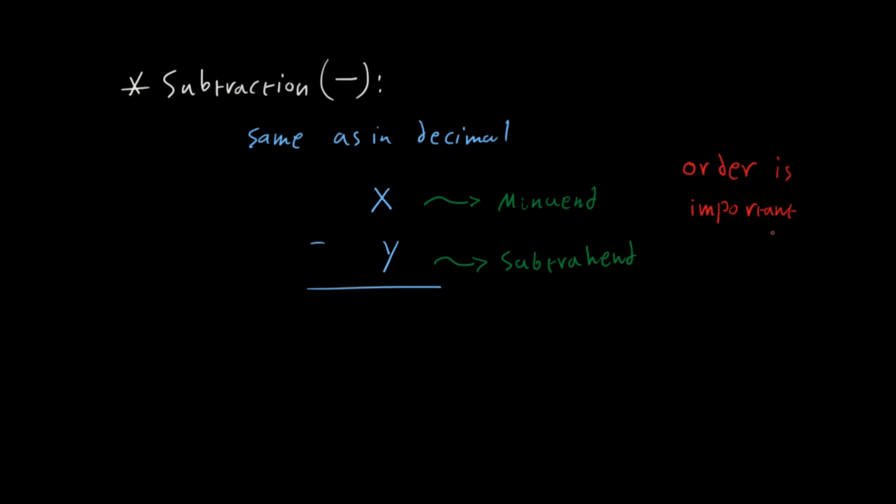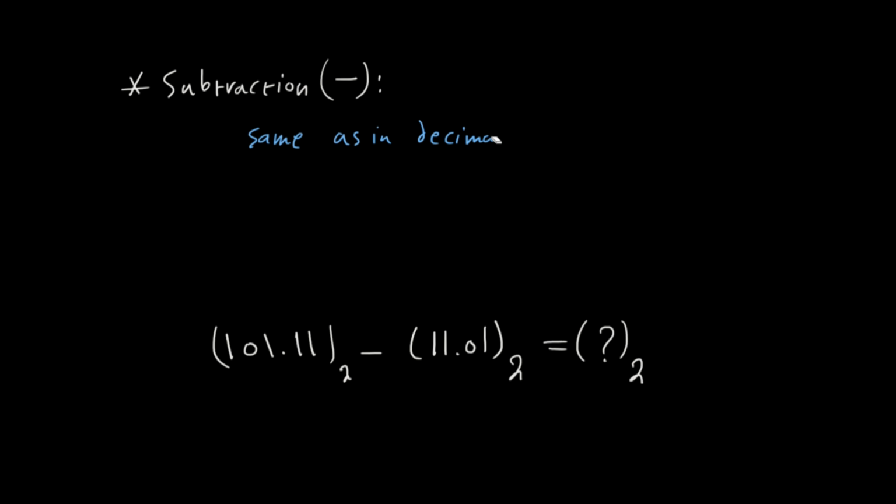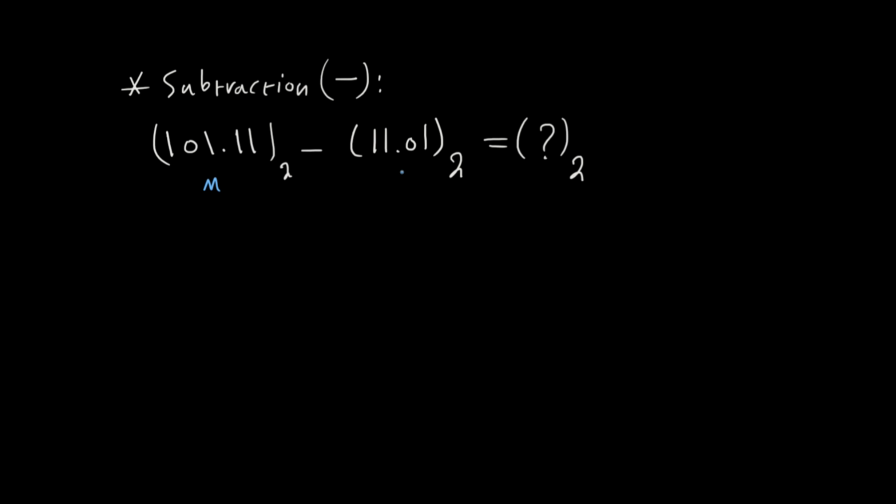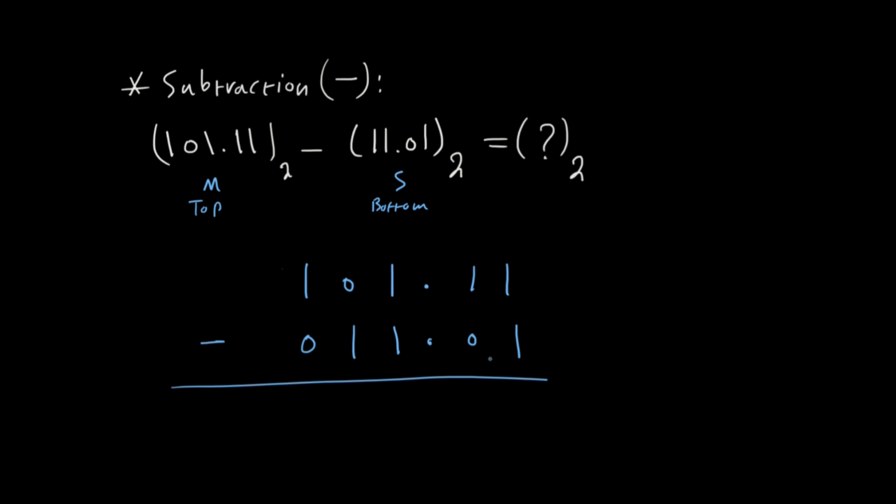Let's see an example. What is 101.11 binary minus 11.01 binary? I'll draw it up here. As we know, this is the minuend, so it goes to the top, and that is the subtrahend, so it goes to the bottom. We align them with the radix point as a reference, 1, 0, 1, and 1, 1, and at the bottom here, 0, 1, and 1, 1. Annihilating 0 with the minus sign, so it's all aligned.